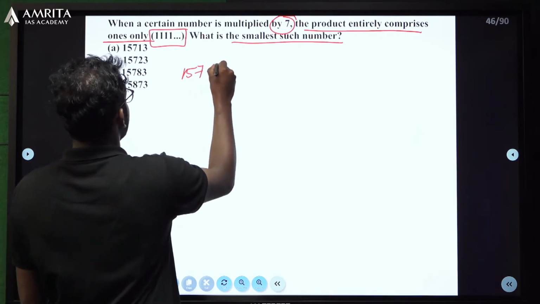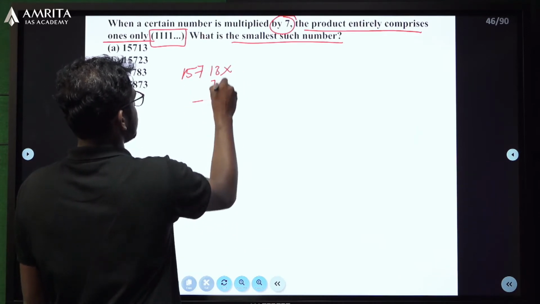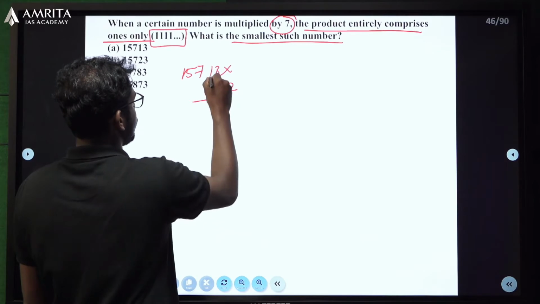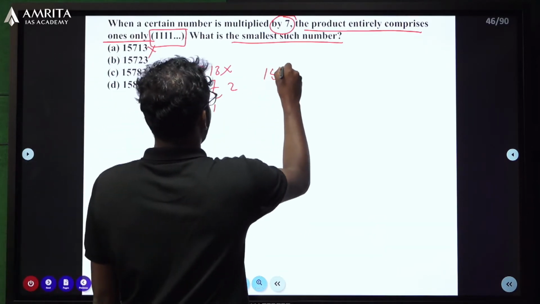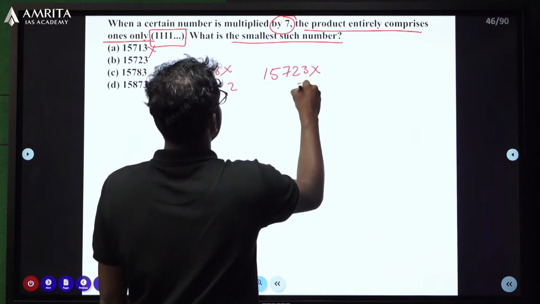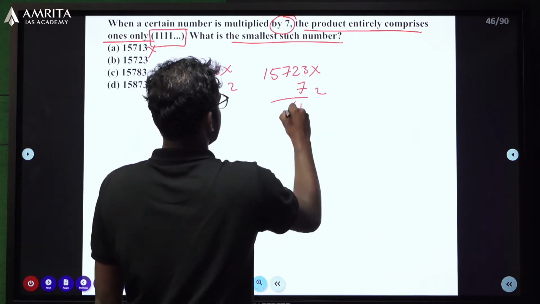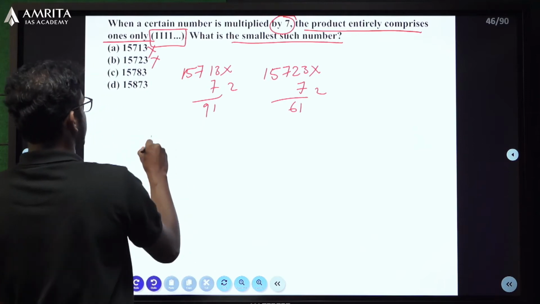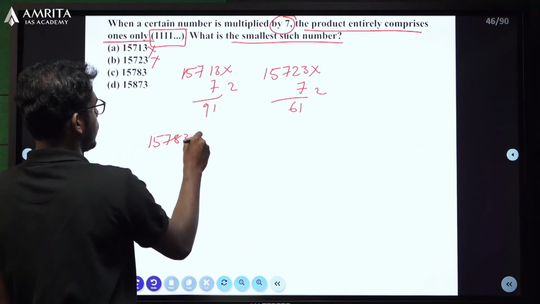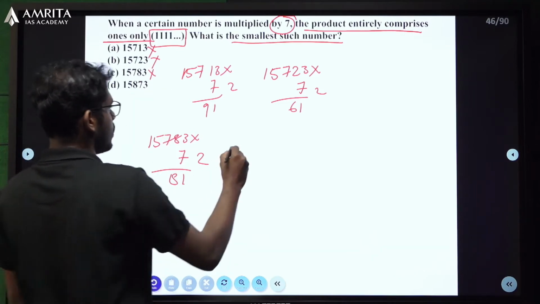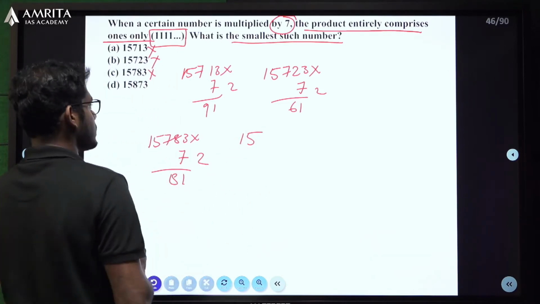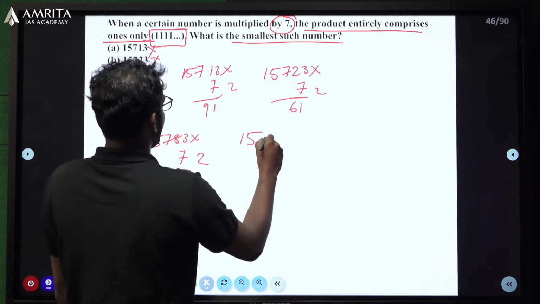7 5 7 1 3 into 7: 7 3s are 21, 1 carry 2, 1 7s are 7 plus 2 is 9. So this is not possible. Next one, 1 5 7 2 3 into 7, 1 2 6, not possible. Clear? Next, 1 5 7 8 3 into 7, 1 2 8. This is also not possible. So the answer will be definitely option C. Option D. However, let's check.